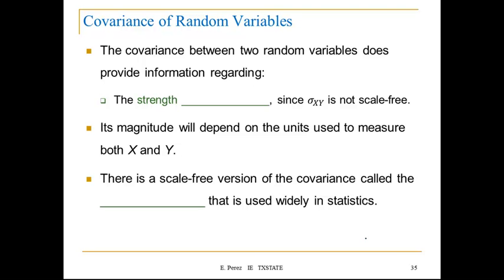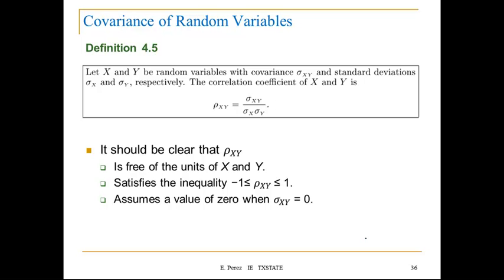The covariance between two random variables does provide information regarding the strength of the relationship. Since sigma xy is not scale-free, its magnitude will depend on the units used to measure both x and y. There's a scale-free version of the covariance called the correlation coefficient, which is used widely in statistics.